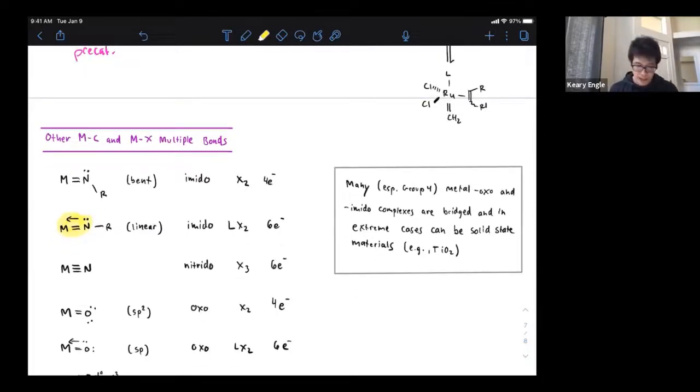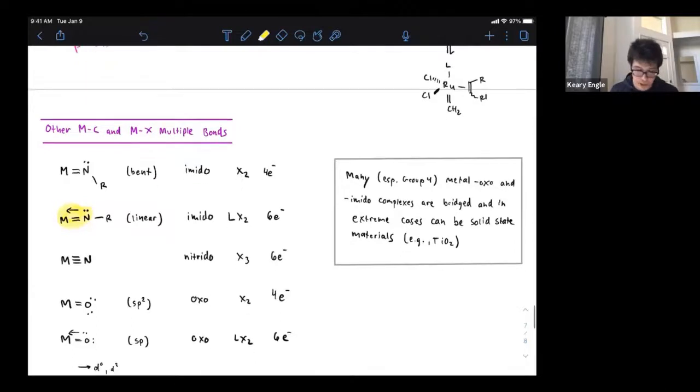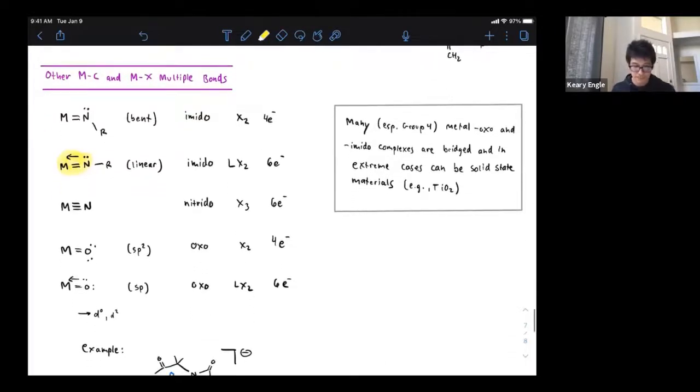So in terms of the electron counting, the bent amidos here will count as X2, and then the linear amidos will count as X2L. And again, I think the L part of it makes sense if you think of the lone pair as being the part that's participating in this way. And then they will be 4 electron and 6 electron donors respectively. There are also metal triply bound to nitrogen called nitrido, and these are X3. These can be important intermediates in N2 activation, for example. So these are X3 and 6 electron.